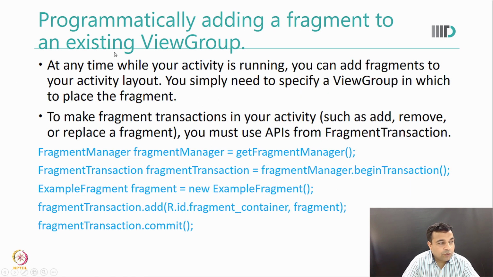So if we want to add our fragment programmatically, we can do it at any time while our activity is running. Earlier, if you remember, we discussed that the activity after the onResume method is considered to be in the running state. In that state, we can add fragments to our activity. What we need to do is specify the view group in which to place the fragment. In the XML method, we were directly adding it into the view group. Here we need to specify the view group.